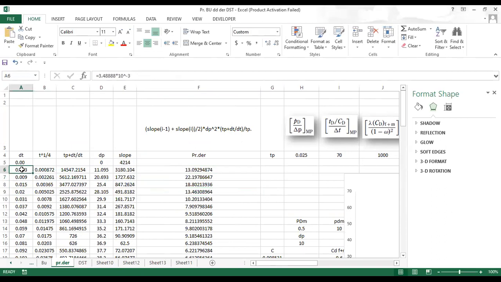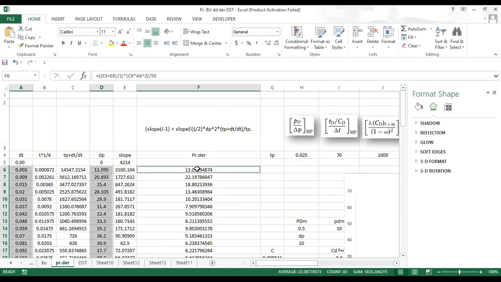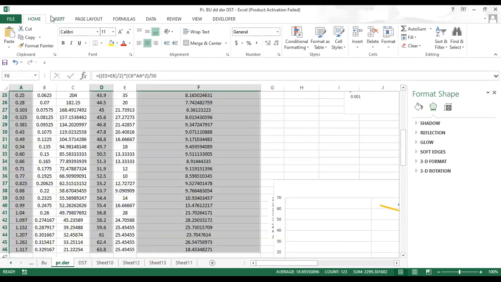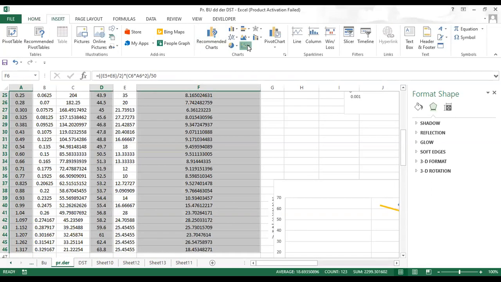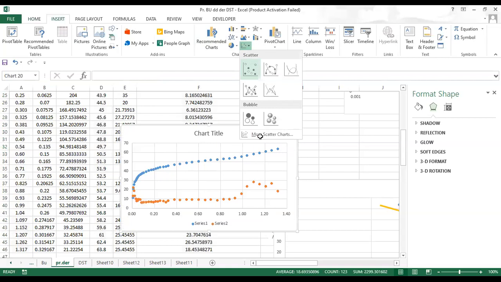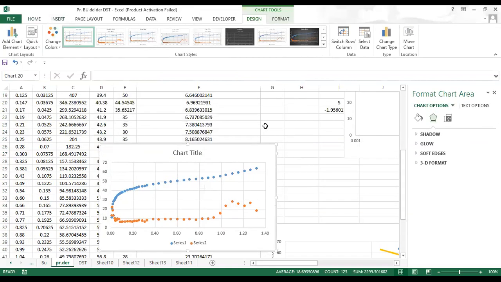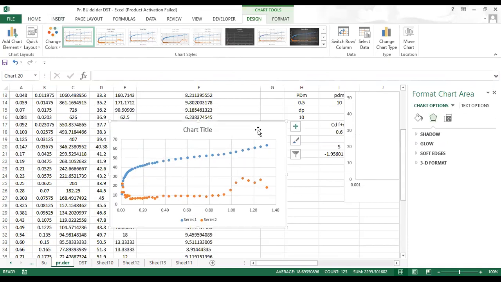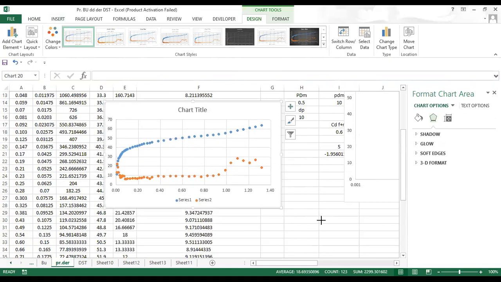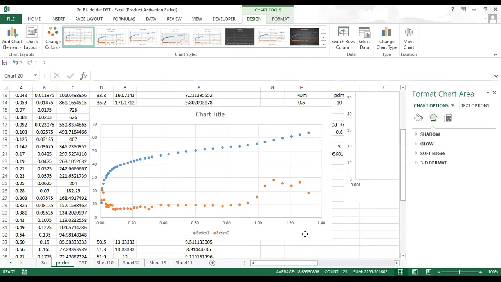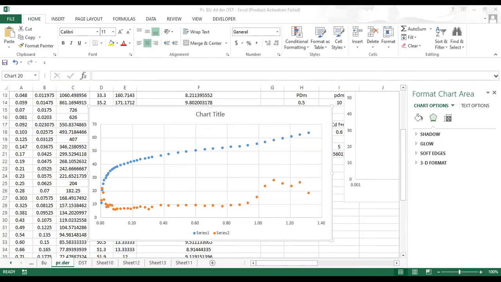So let me go for dt and dp and pressure derivative. So if I include the graph, this is how my pressure derivative graphs used to be. So everyone can witness this graph. This is how it is looking. By this, we cannot understand, and the graph we are supposed to get is a graph like this.